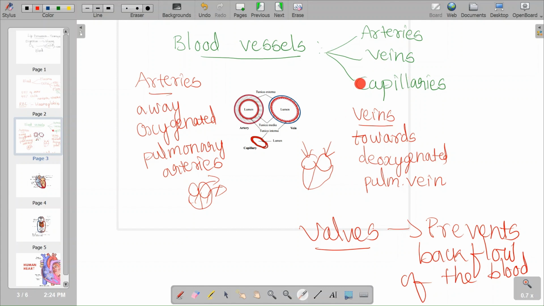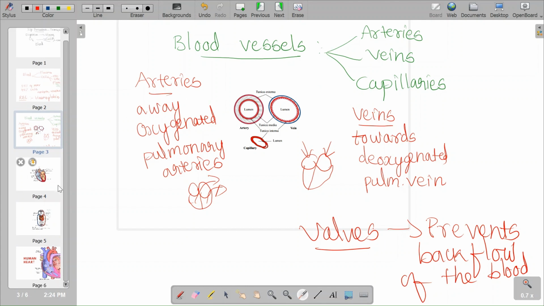Next we have the capillaries. Capillaries are the thinnest blood vessels. The function is to supply the oxygen and nutrients to all the cells and tissues and take away the waste material. So it is performing exchange of substances, giving nutrients, taking away waste material, giving oxygen and taking back the carbon dioxide.